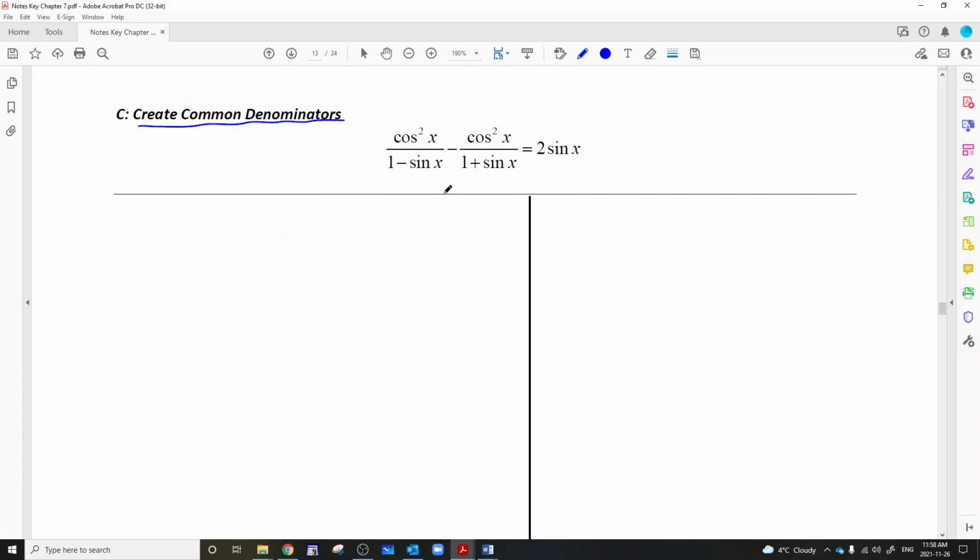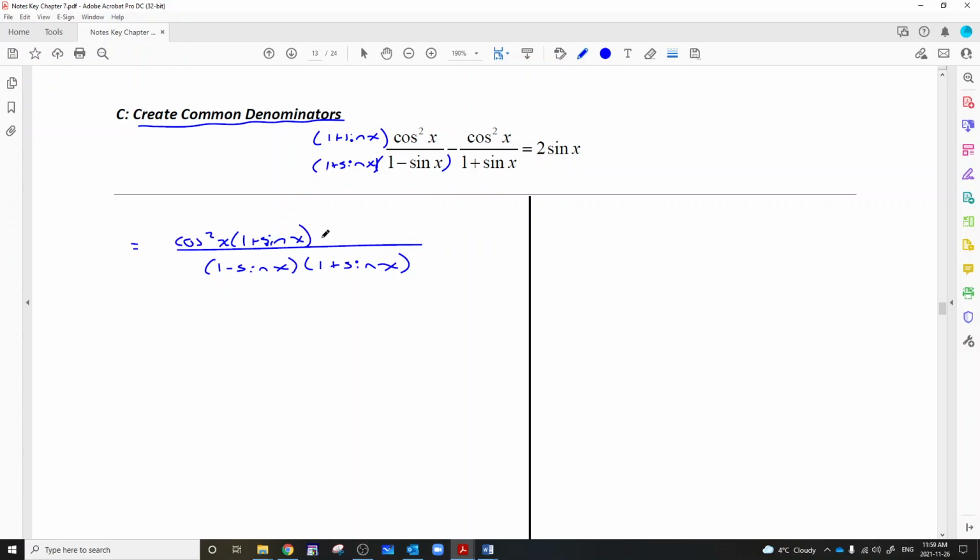Now, again, when I look at this, as soon as I learn one of the tricks below, I might do this a different way. But where I'm at right now, I would look at that being two terms that I want to make into one term. So I'm going to create a common denominator. My denominator will be 1 minus sine x times 1 plus sine x. So if I create that as my common denominator, the first term needs to get multiplied by 1 plus sine x on the top and on the bottom. And I would end up with cos squared x times 1 plus sine x.